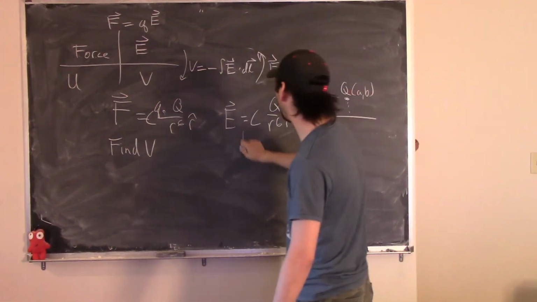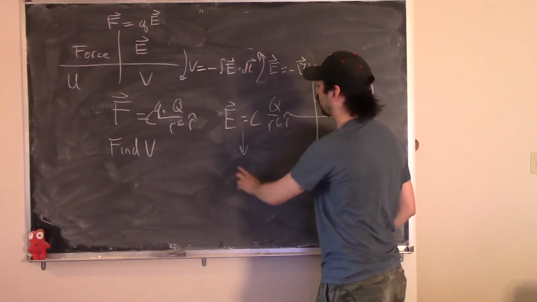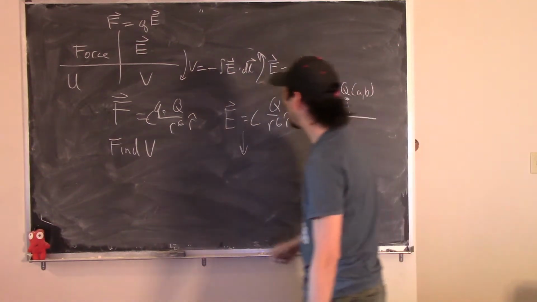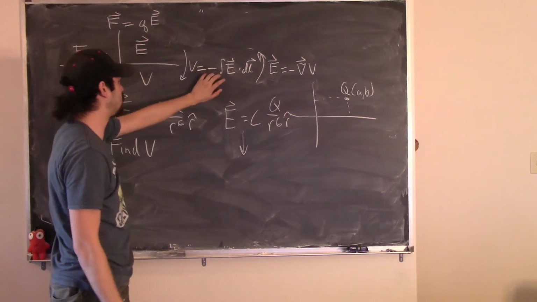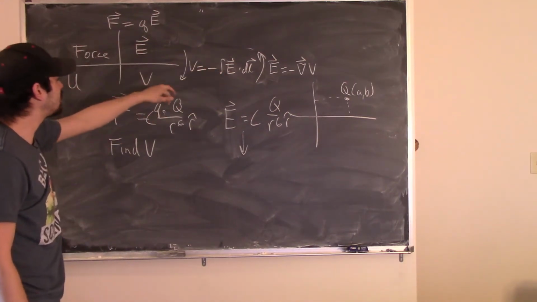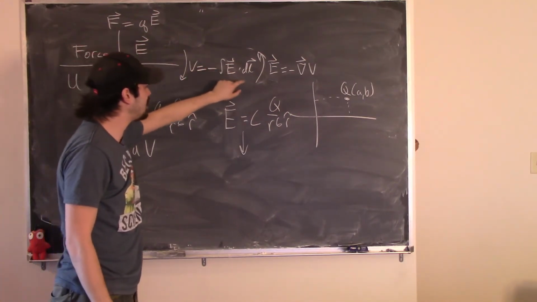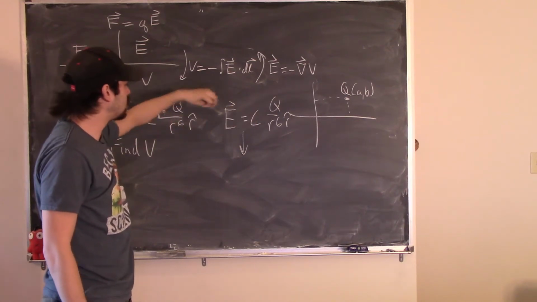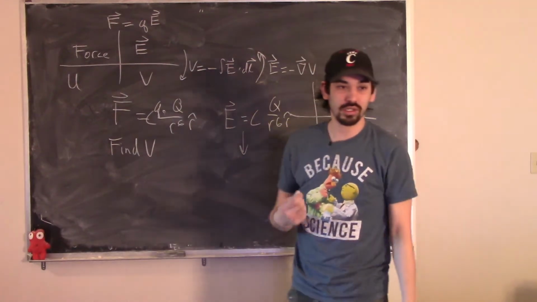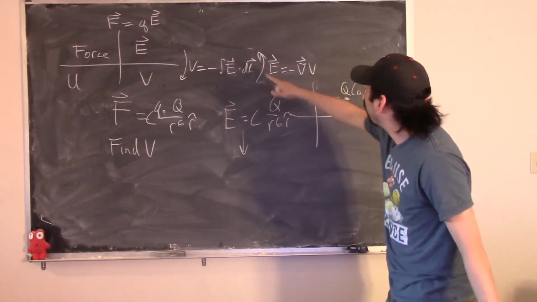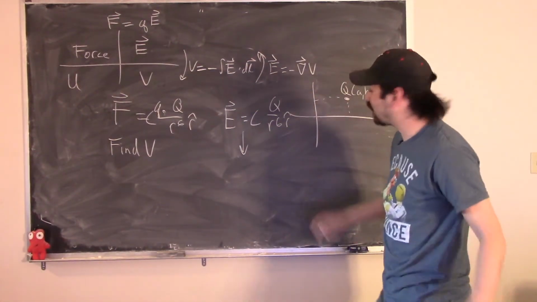Now the next part that we want to do is go from this electric field to the electric potential. And when we go from the electric field to the electric potential, we're going to apply this equation right here. And that's to say that V is equal to the negative integral of E dot dl. And so in order to do this, what we need to do is define what dl vector is going to be.